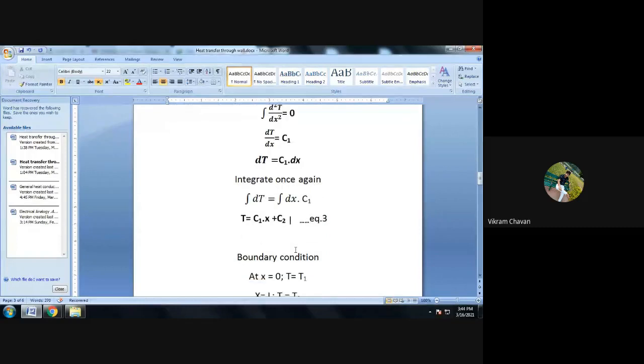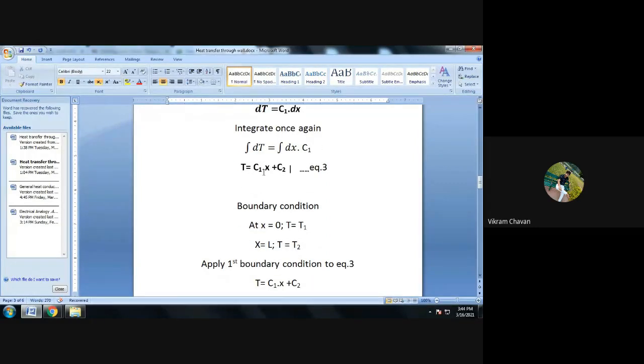Then the boundary condition: we have to apply the boundary conditions to determine the unknown values of c1 and c2. Boundary condition means what? When length is equal to 0, what is the temperature? And when length is equal to L, that is at the other surface. At the first surface, we consider length equal to 0, or thickness of that wall equal to 0. So at x is equal to 0, t is equal to t1. And when x is equal to L, t is equal to t2.